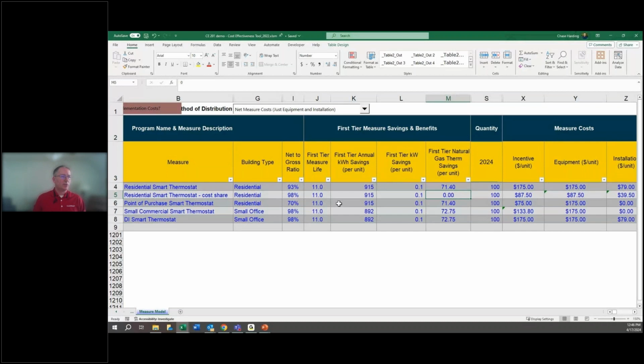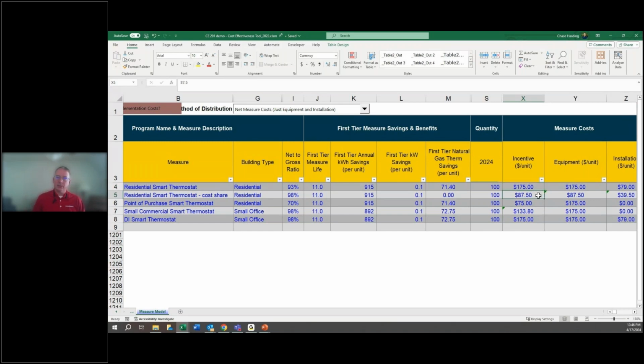The third one in residential is the DI, or the point of purchase sales approach, the consumer products approach. I'm just going to rebate this at the big box store, but I'm not going to install it. So the incentives, then again, if this thing costs $175 and I'm the utility that's claiming all the benefits, I'm just going to set my incentive to be equal to the cost of it. And I'm going to pay for 100%.